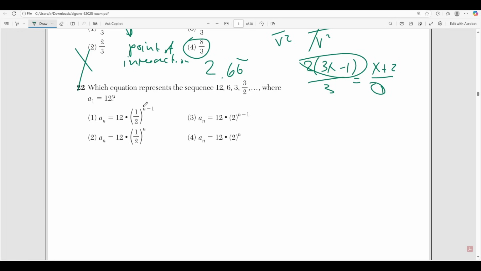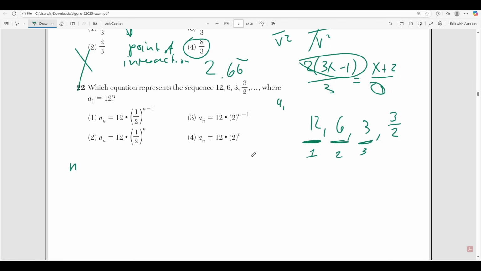So a of n is just a way of representing a value, okay? n is the number of your position. For example, if I had the sequence 12, 6, 3, 3 over 2, what's happening here is that this 12 is technically a1 because it's the first number in the sequence. This 6 is the second number in the sequence, this 3 is the third number in the sequence, so on and so forth, okay?